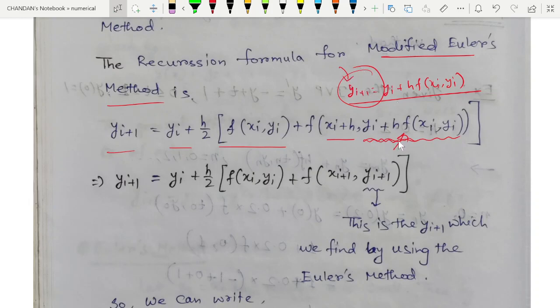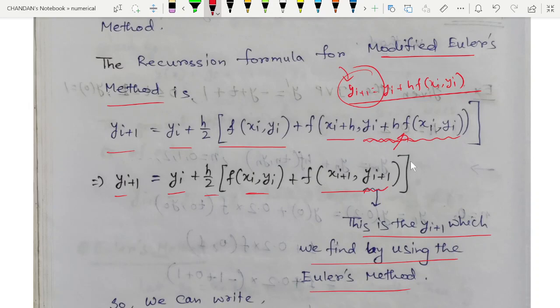तो इस value को यहाँ पर put करेंगे, and then we find the modified value of y_{i+1}, by using the initial value of y_{i+1}, which we get in the Euler's method. Okay? So y_{i+1} equal to, we can write here, y_i plus h by 2 into f of (x_i, y_i) plus f of (x_{i+1}, y_{i+1}). And this y_{i+1} is the y_{i+1} which we find by using the Euler's method.